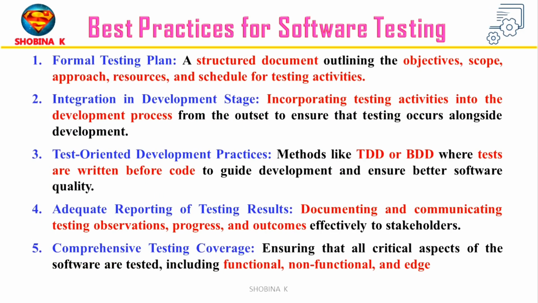First, a formal testing plan. A formal testing plan is a structured document which outlines the testing objectives, scope, approach, resources, and schedule. A formal testing plan will serve as a roadmap for testing activities throughout the project lifecycle.